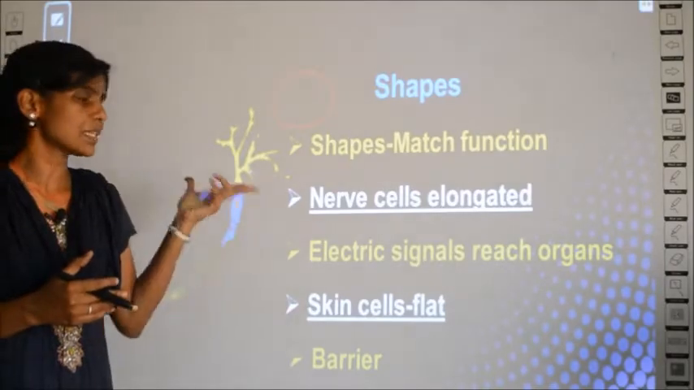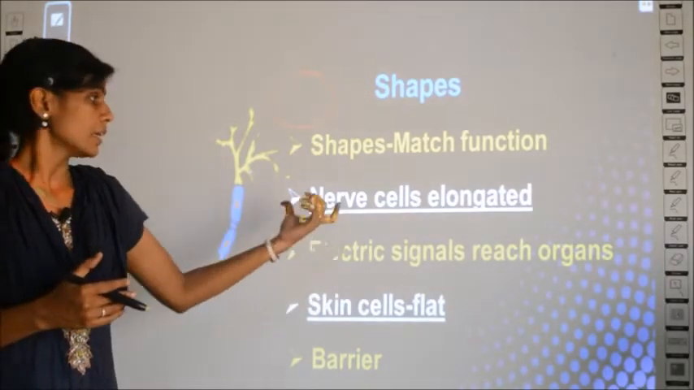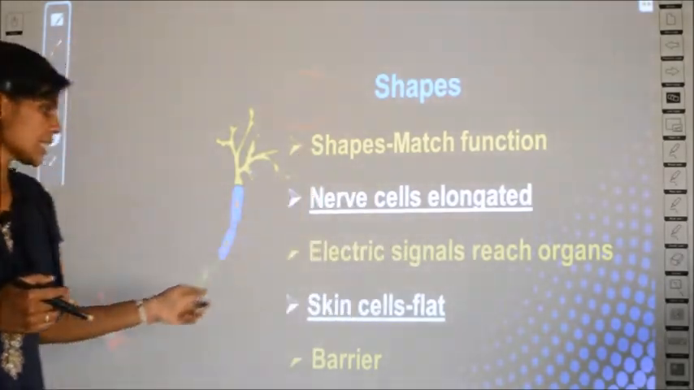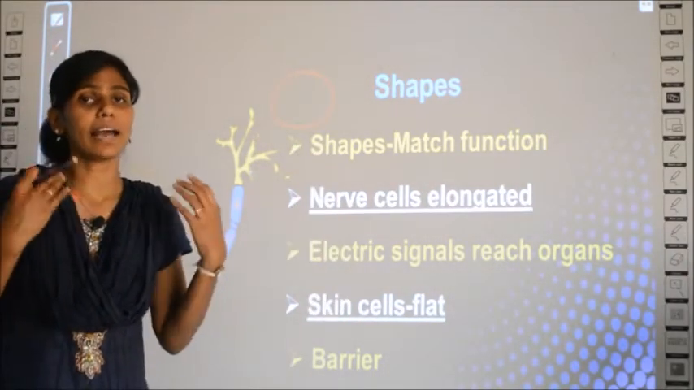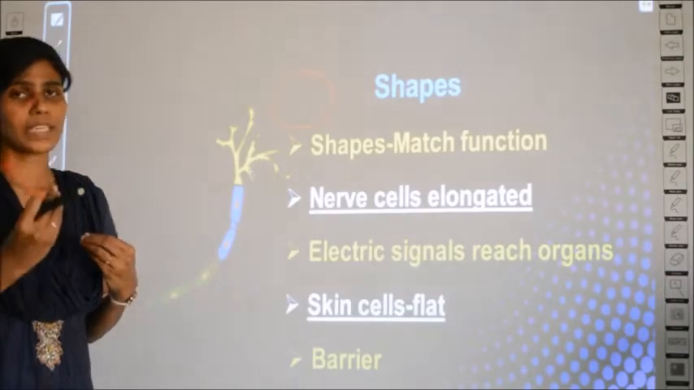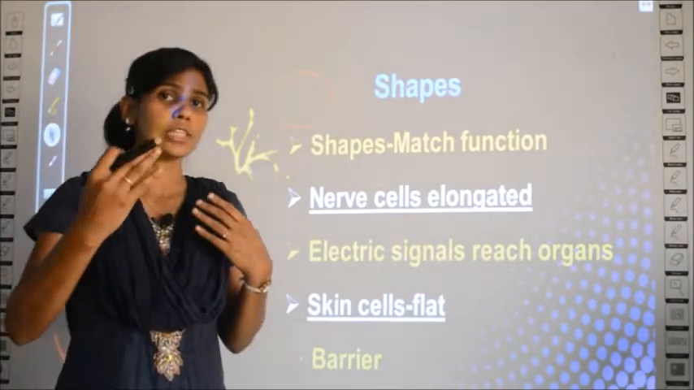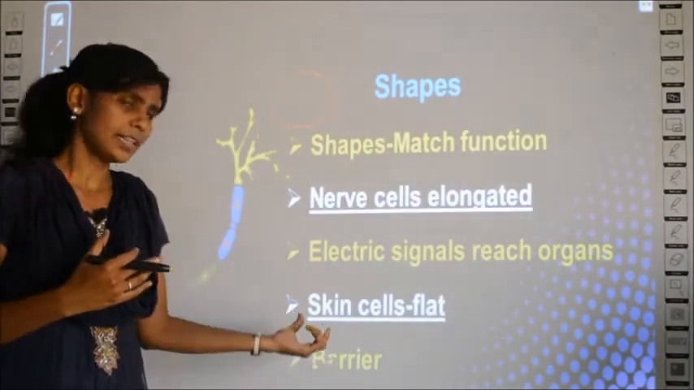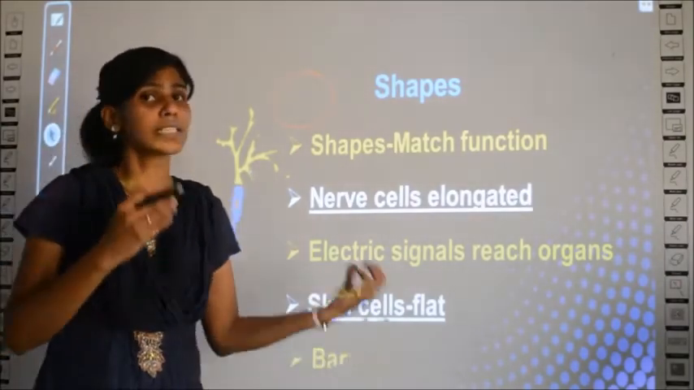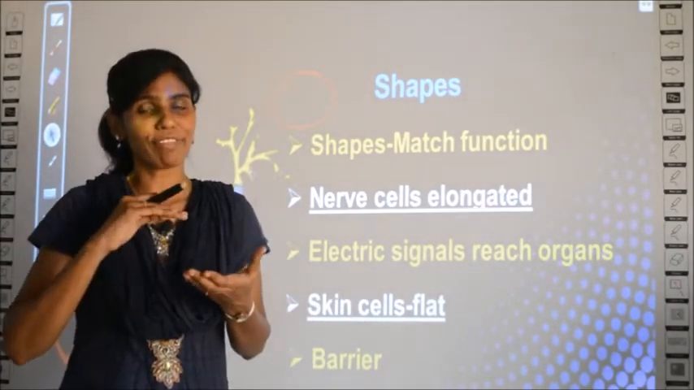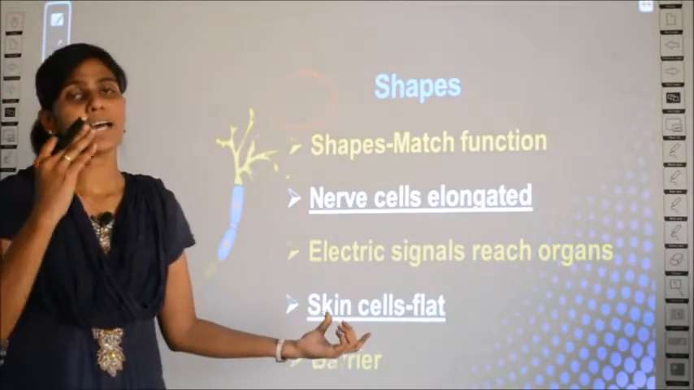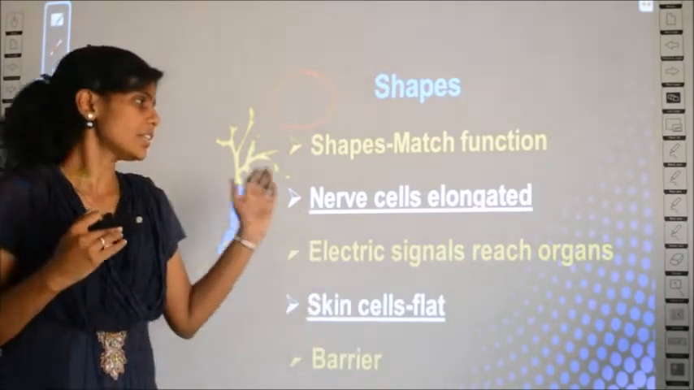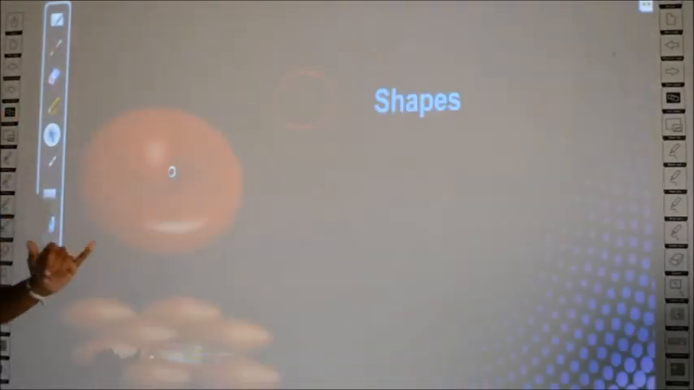So two examples we have studied here. The nerve cells are elongated in structure because it is very long. It can carry the impulses or messages from the brain to all the organs of your body. Then the second example we have studied is skin cells. Skin cells are flat, and because it is flat, it can act as a barrier to prevent the germs from entering into your body through your skin.